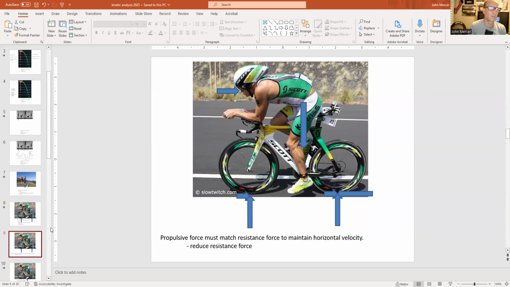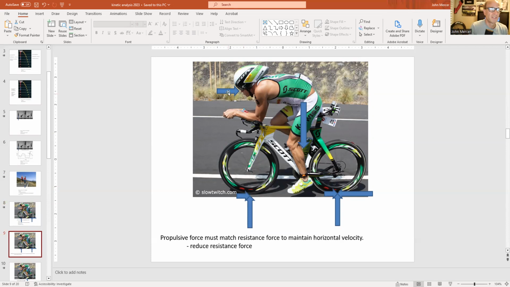Now, if we did want to break it down, I've got a slide here. This propulsive force, what's really interesting is it has to match the resistance forces in order to maintain velocity during cycling.